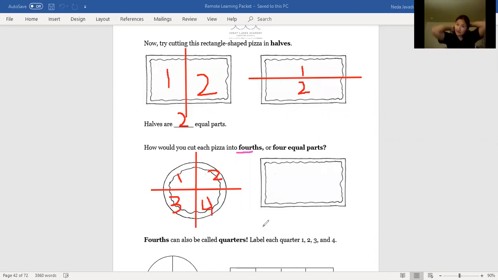Nice job. Now let's try to cut this rectangular pizza into 4 equal parts, or fourths. You got it. Let's see. I can draw one line side to side like that, and one line up and down like that. Now I see 1, 2, 3, 4. Give yourself 4 claps if you got 4 equal parts. Nice job. Let's keep going.